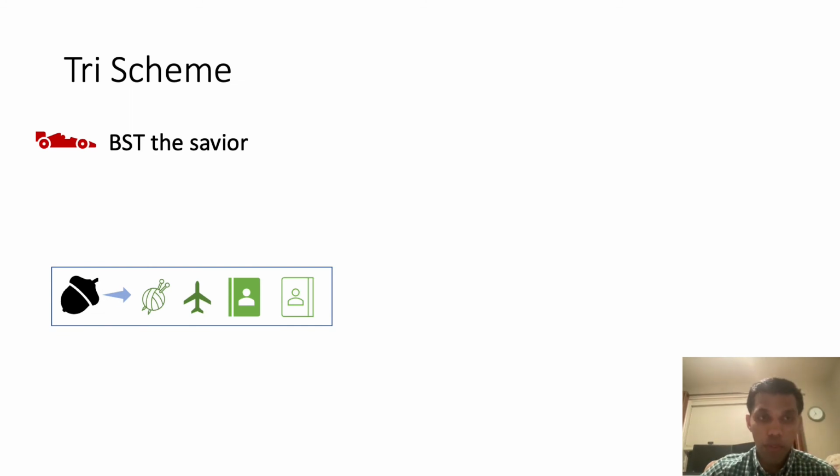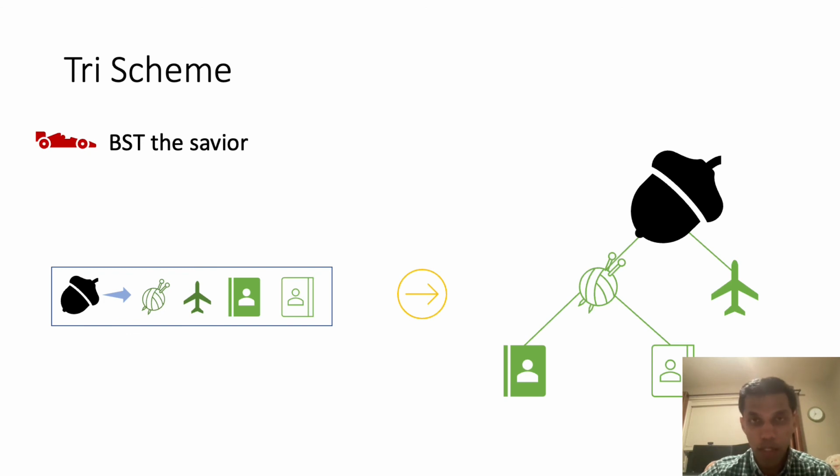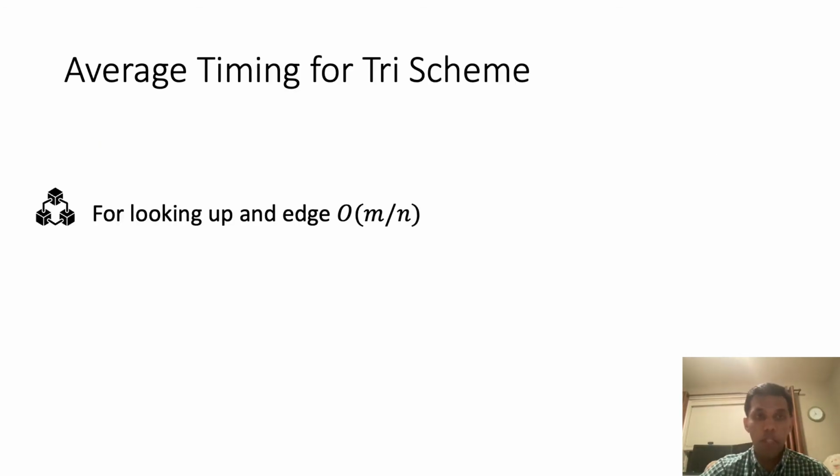Now BST comes to our rescue here. We store these distances as a binary search tree. So instead of going through every entry in the list in order to compare, all you have to do is search the binary search tree. Here the acorn's distances to the knitting kit, aeroplane, and contact card are given, and we organize them as a binary search tree, an optimization which speeds up the computation really fast. As a main theoretical result in our paper, we have proved that the average time for looking up an edge is in the order of m by n.